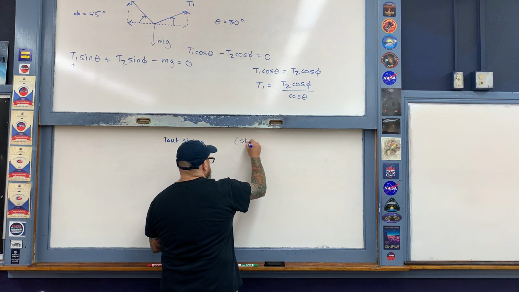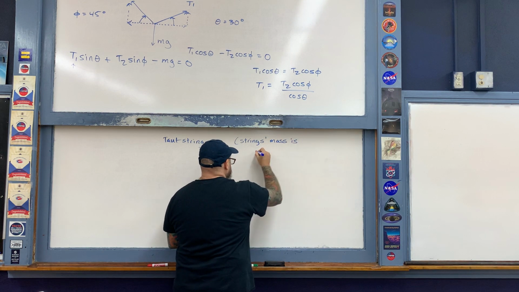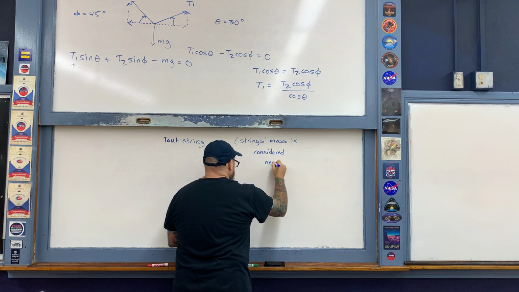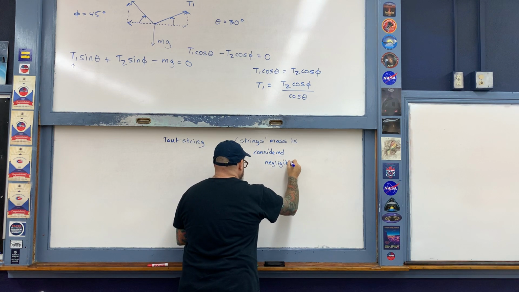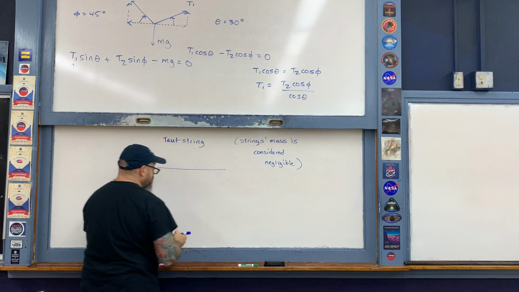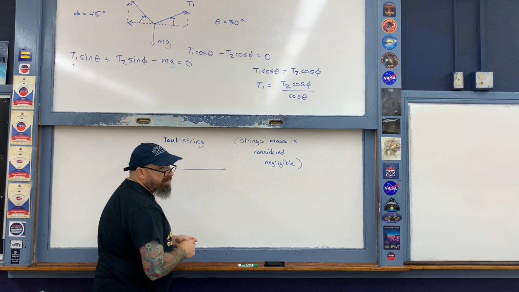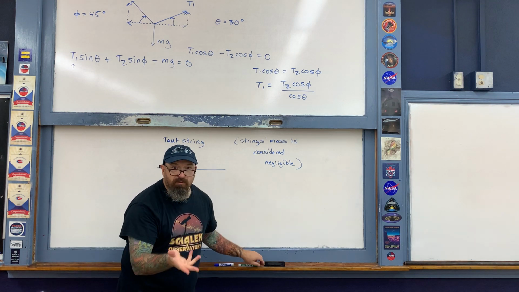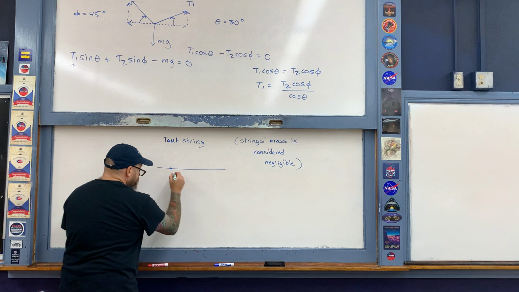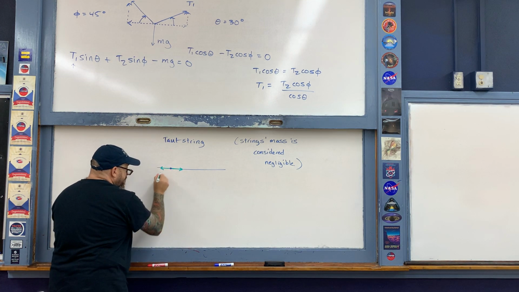So the string's mass is considered negligible. Okay, now here is a taut string like so, and then let's say that we're taking a look here at a point on the string. Okay, that point on the string, well, there are forces exerted upon it. There's a force exerted to the right-hand side like so. There's a force exerted to the left-hand side like so.